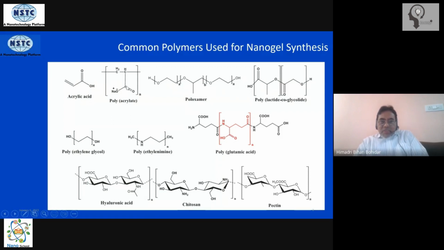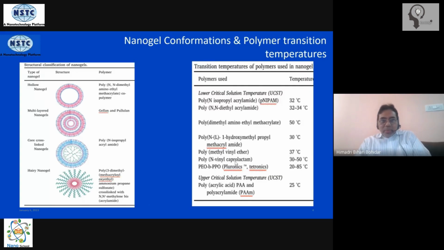On the top layer you see the synthetic polymers, and at the bottom you see biopolymers. Glutamic acid also is a biopolymer. With a combination of all these things, this is only a partial list. I don't have the full list here, but this is just indicative to tell you these are the types of polymer that are used in the formation of nanogels. So we'll start with a very, very simple example and try to build up this story further.